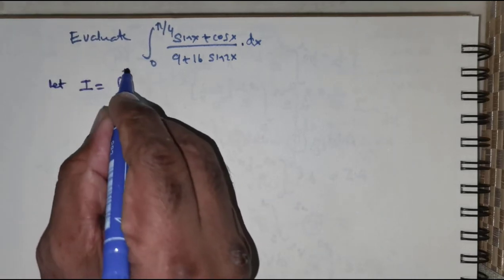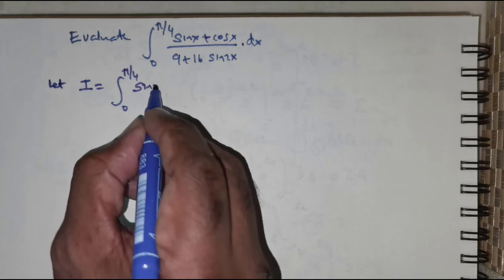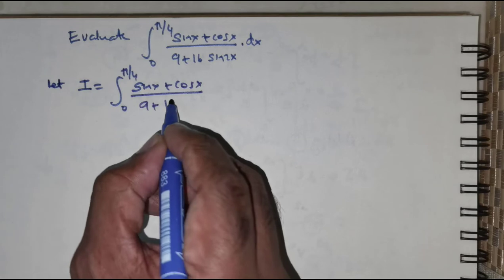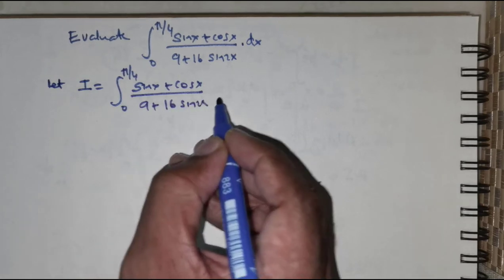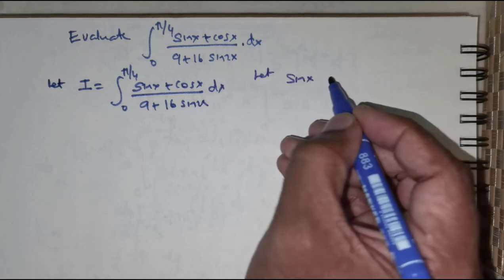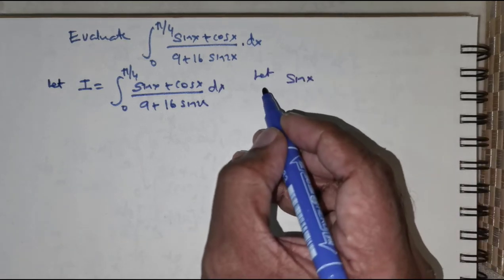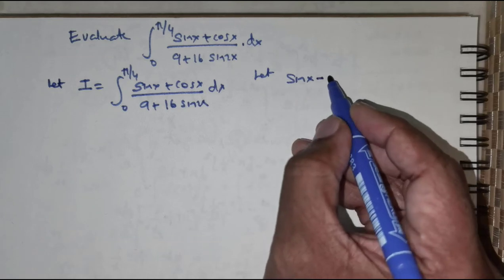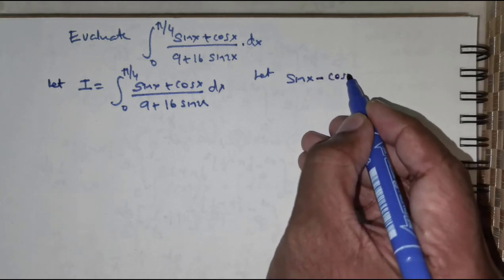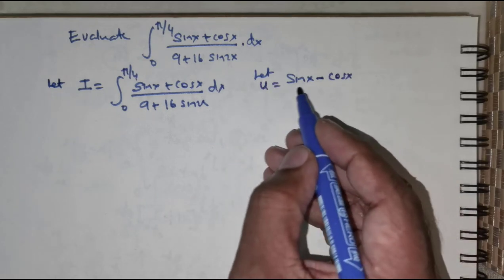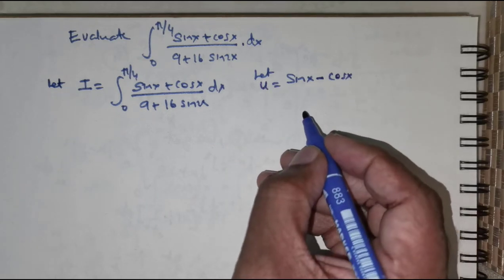So foremost, I would like to take I to be equal to the integral from 0 to pi over 4 of (sin x + cos x) over (9 + 16 times sin 2x) times dx. Now I would like to make the substitution as follows. Let sin x - cos x be equal to u. In other words, let u be equal to sin x - cos x.